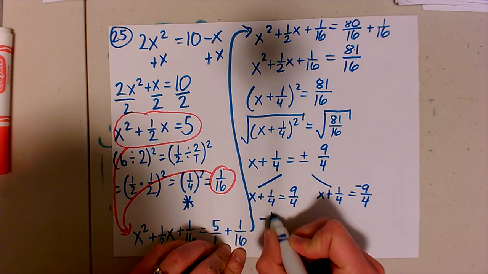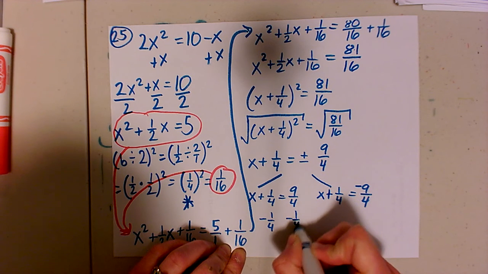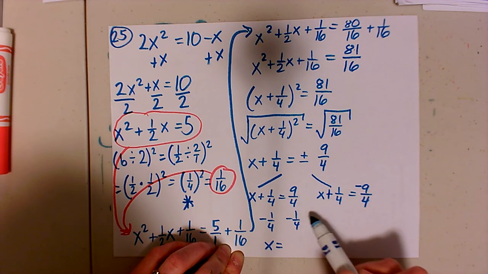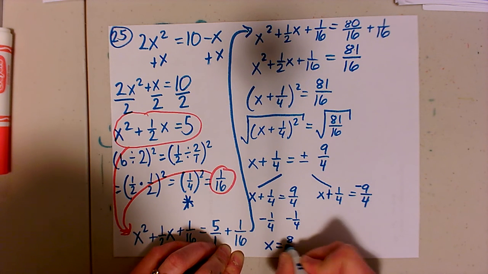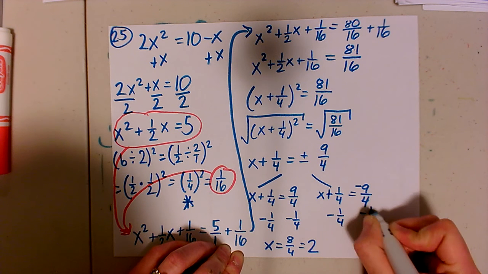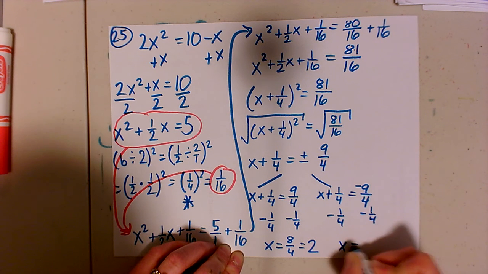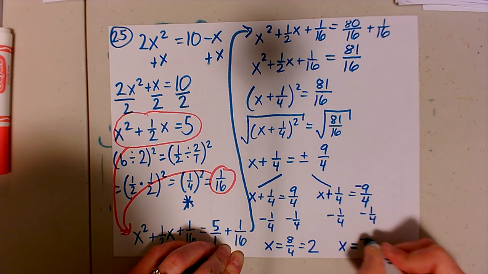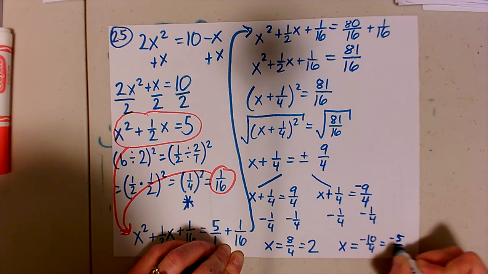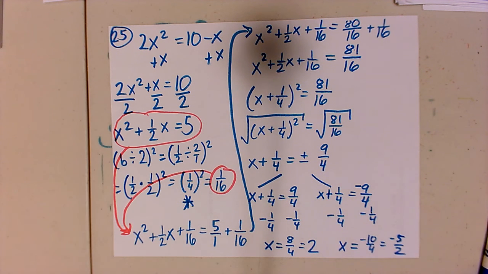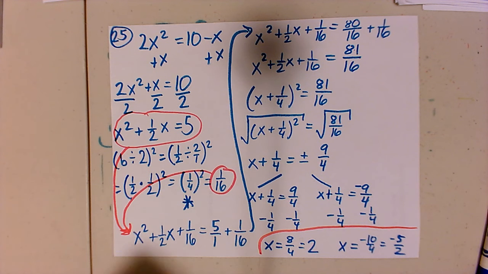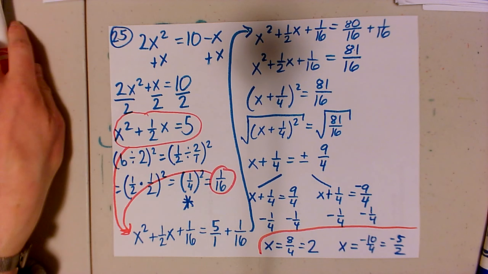Alright, so now I'm going to subtract 1 over 4 from both sides. So I'll get x is, and then 9 minus 1 is 8, so 8 over 4, which is 2. Subtract 1 over 4 over here, and then x is, well, negative 9 minus 1 is negative 10 over 4, which is negative 5 over 2. So your two solutions are x is 2 and x is negative 5 over 2.